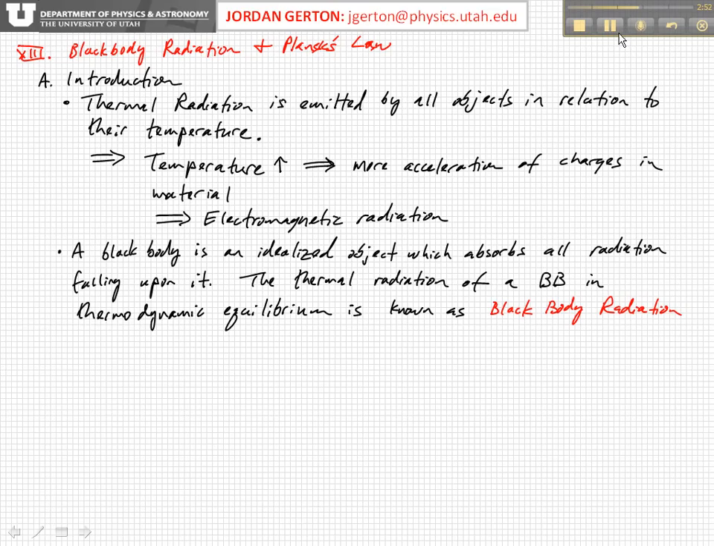and then this radiation that is absorbed by the object becomes thermalized, becomes basically, allows the object to achieve a thermodynamic equilibrium, and so the resulting thermal radiation is what we call black body radiation.